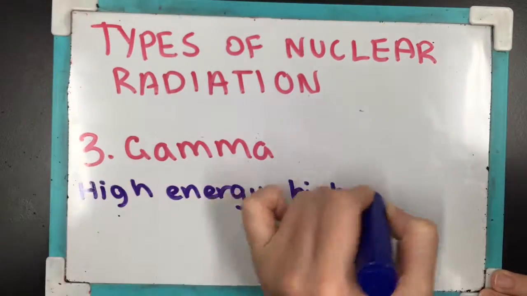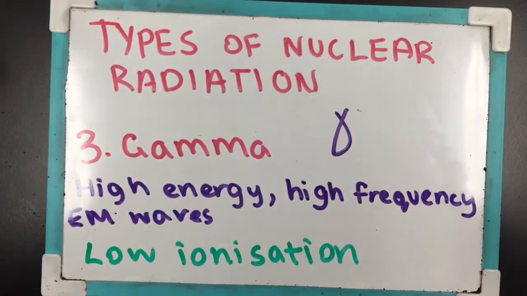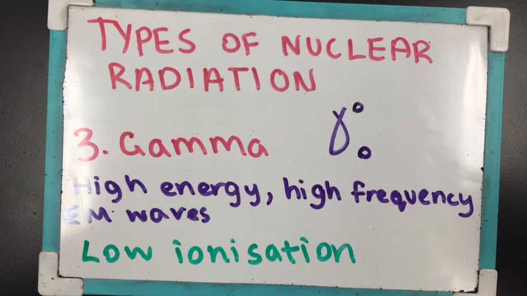Gamma rays are high energy, high frequency electromagnetic radiation emitted from a nuclear radioactive decay. Inside the body, there is minimal ionization, but still there is a danger of cancer from long-term exposure. This is the same outside the body.